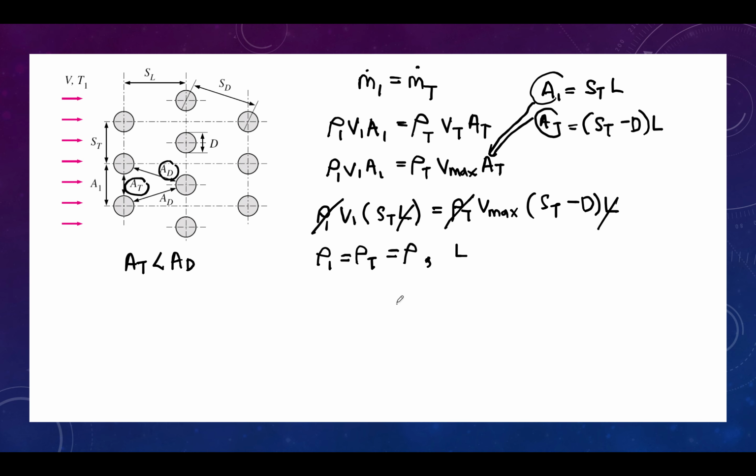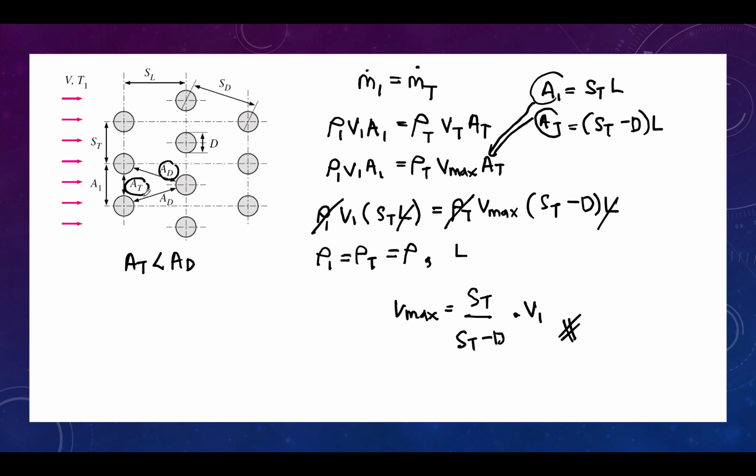So rearrange the equation, we get V maximum is equivalent to ST divided by ST minus D times V1. V1 is the velocity of fluid that enters the tube bank. Okay, this is the first equation for staggered if AT is much smaller than AD. Therefore, V maximum occurs at AT.